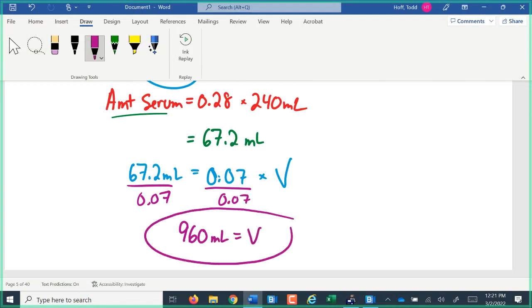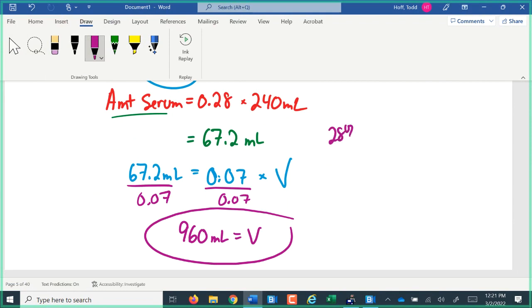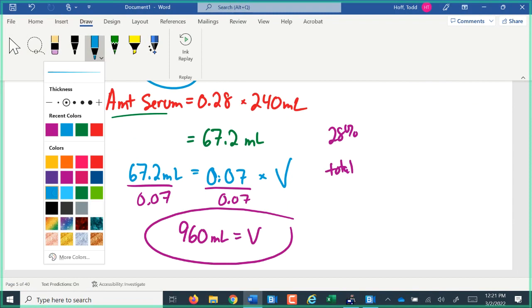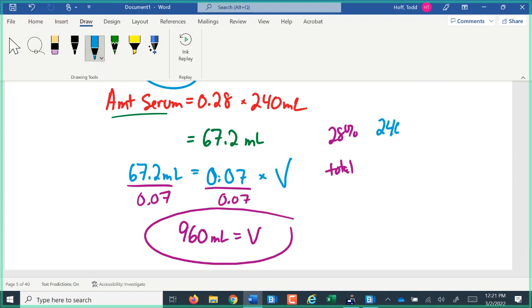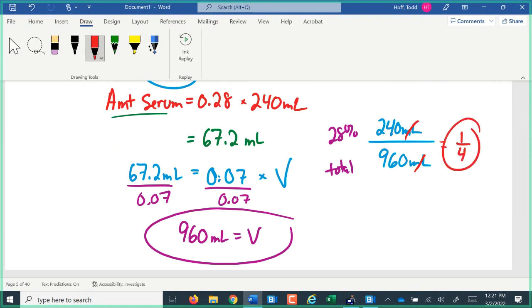So now this allows us to create that dilution. We have the old volume, which was the 28% solution. Get our new total volume. 28% solution was 240 milliliters. Our new volume is going to be 960 milliliters. Milliliters cancel out. If I reduce that, both of those can be divided by 10 or 20. Actually, both can be divided by 240. It will reduce down to a 1 in 4. So that is a 1 in 4 dilution.